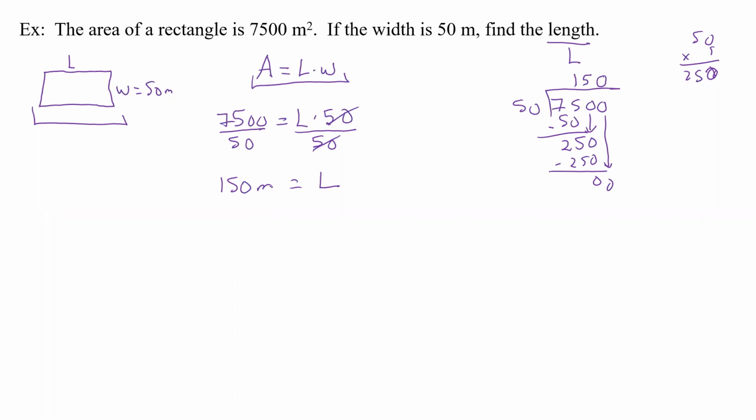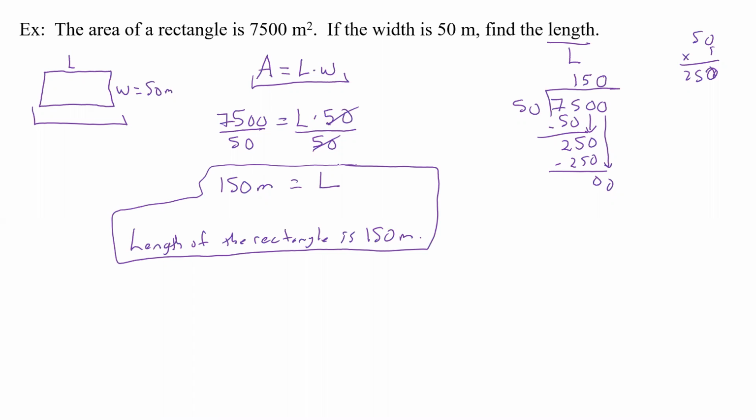Okay. Now, does that make sense? Well, we're going to say the length of the rectangle is 150 meters. So that's one of the ways we can look at it, either as L equals or the sentence. And so now we have to simplify and see if it's true. Does 50 times 150 equal 7,500? Because we're taking that 50 times that 150.